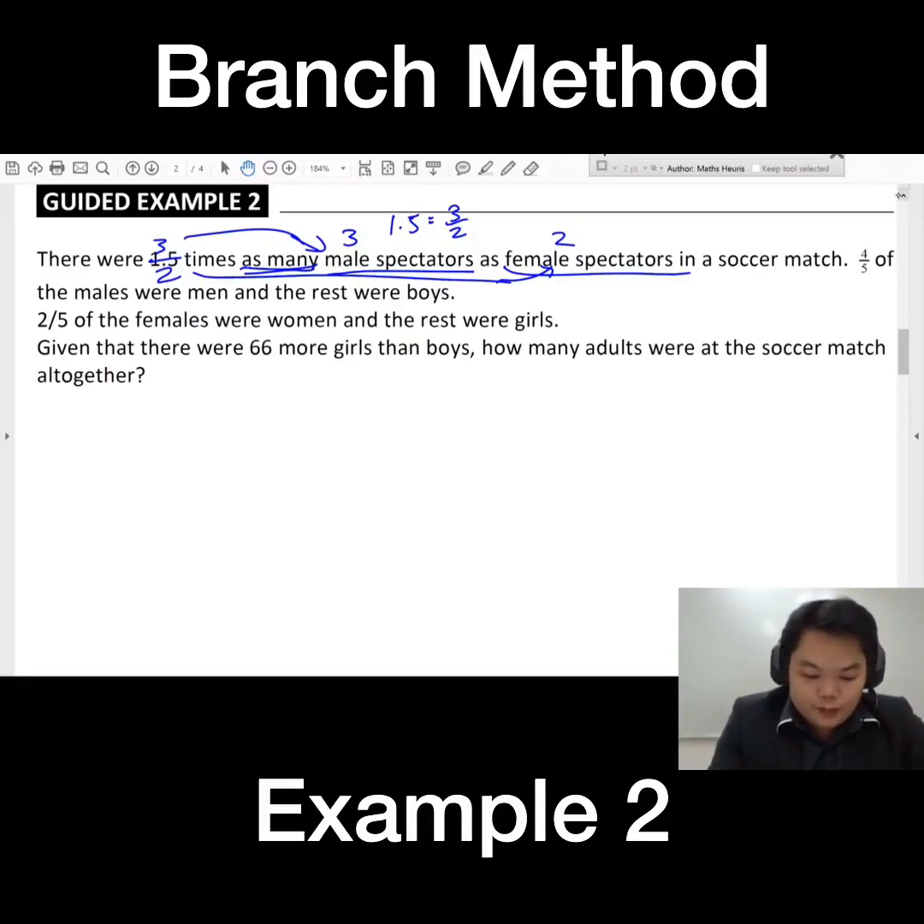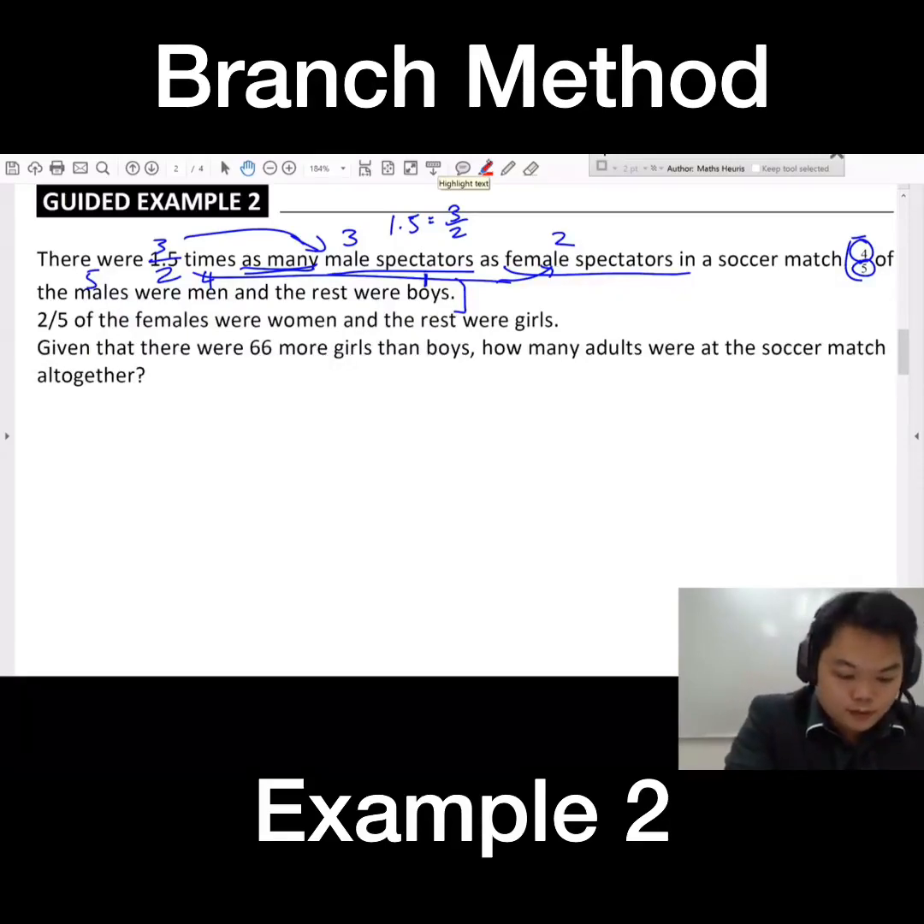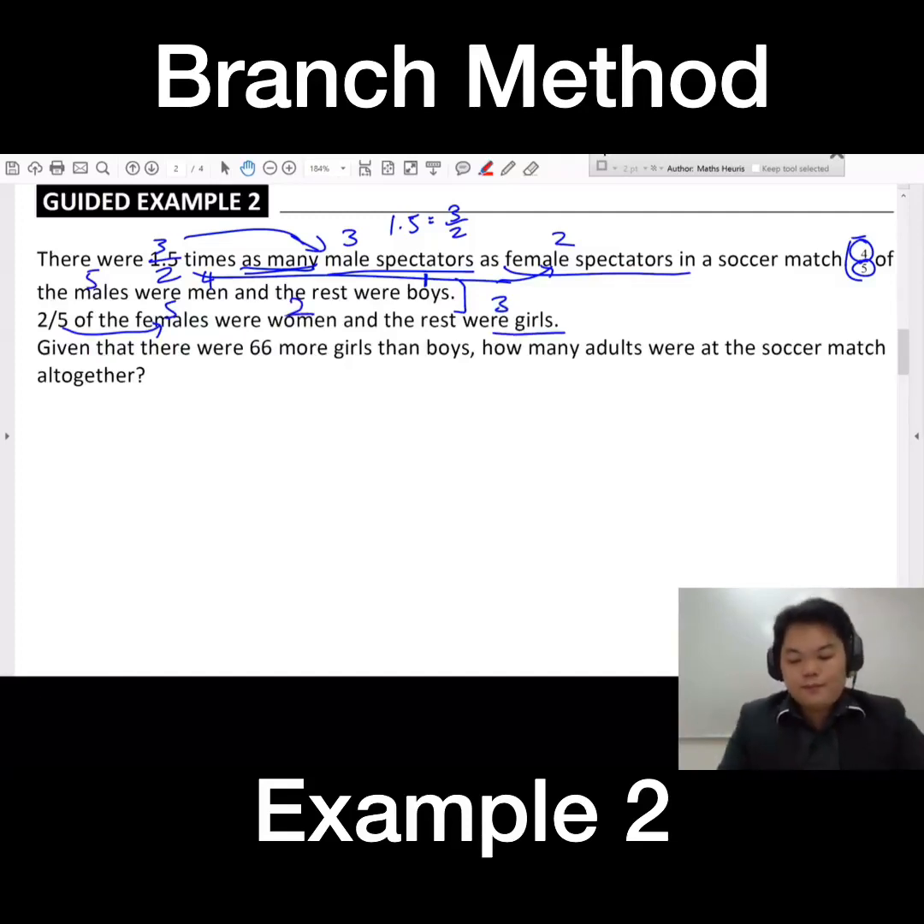We just leave it as it is. 4/5 of the males were men and the rest were boys. Alright, so this denominator 5 refers to your males, of which 4 were men. So the boys would have to be 5 minus 4 to give you 1. Then 2/5 of the females were women and the rest were girls. So 5 goes to females, 2 goes to women, the rest were girls.